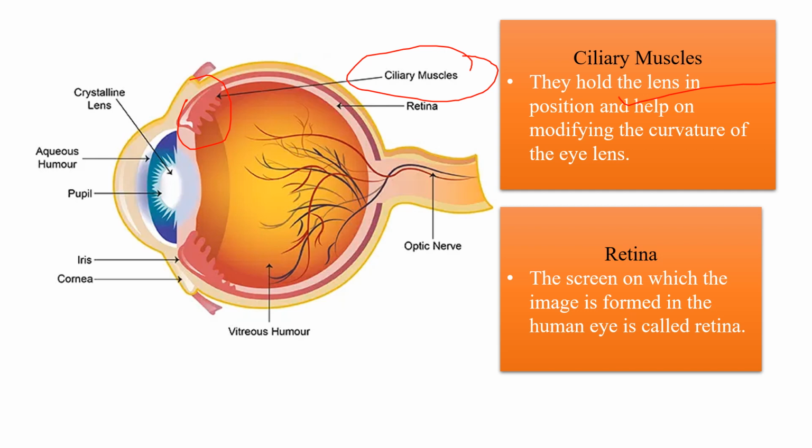Every image is formed on the retina in human eye. And if image is not formed on the retina, that comes under the defects of the eye, then the person will suffer defects of the eye, either myopia or hypermetropia or presbyopia. Correct? So the retina is basically a screen on which the image is formed in the human eye.